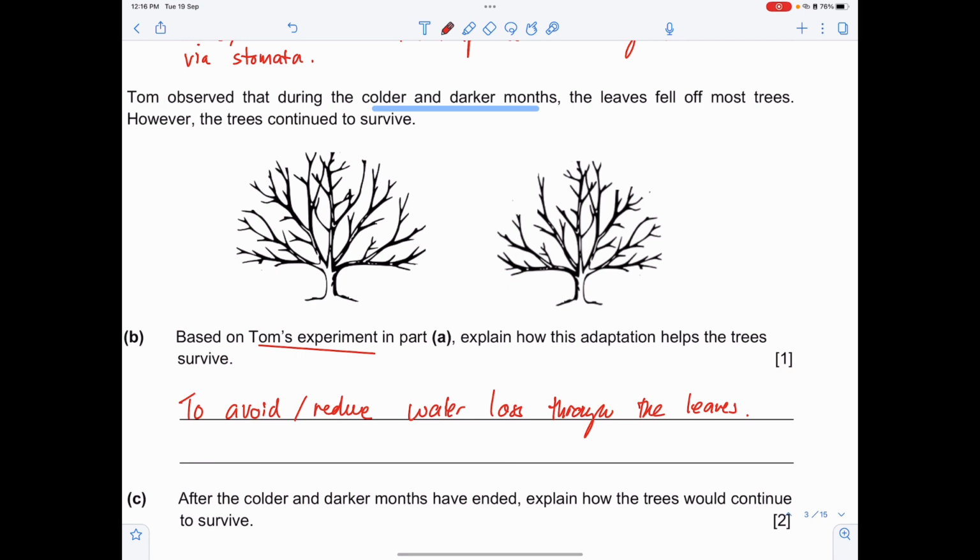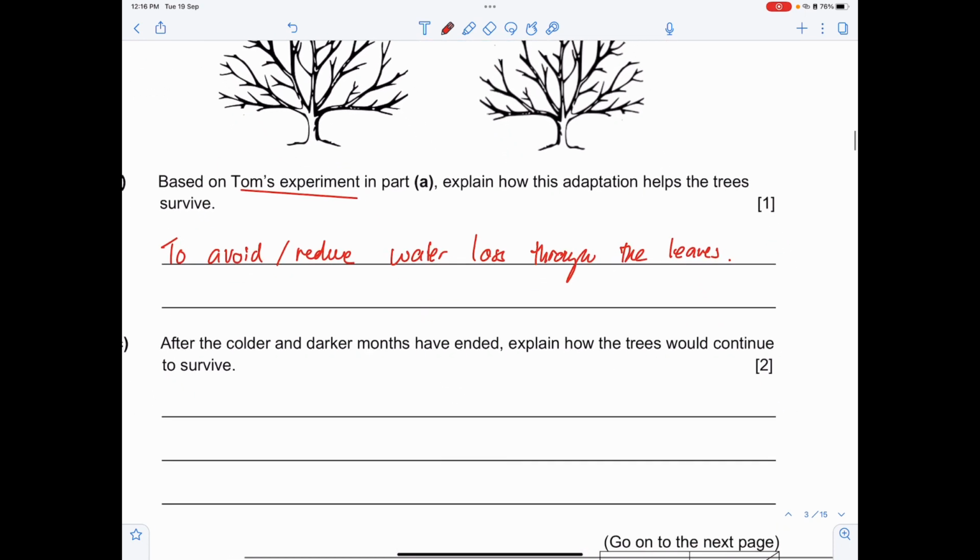Okay, that's about it. Next, after the colder, darker months have ended, explain how trees will continue to survive. Obviously, the word survive here means food. It's as simple as that. Whenever you have adaptation, remember the three things I tell you: it's either food, increase defense, or increase reproduction rate. So in this case, it's quite obvious that we're talking about food.